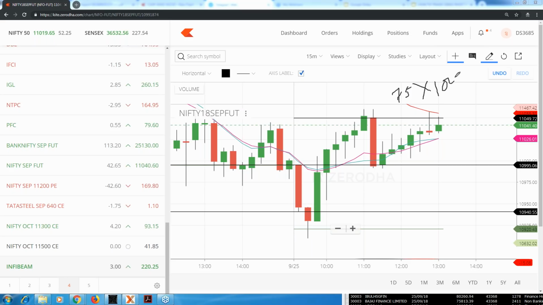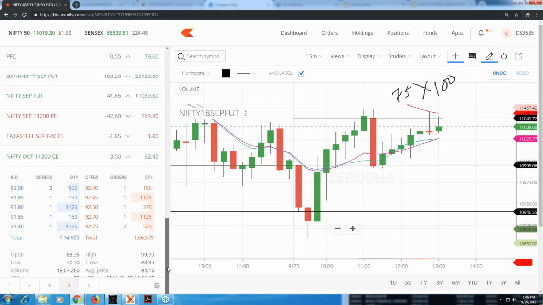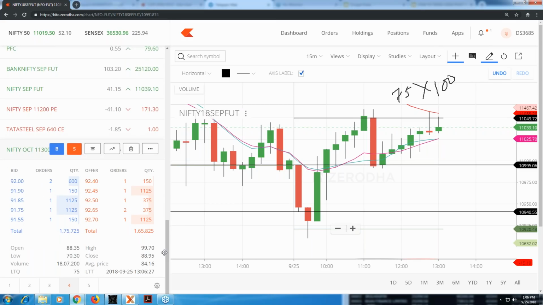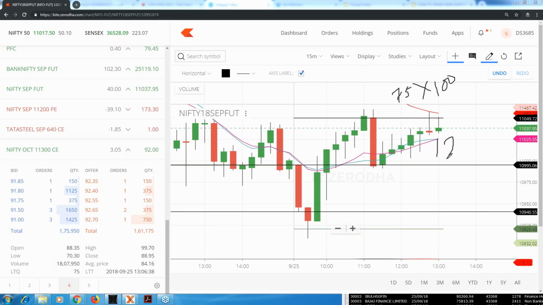And after that, how much did Nifty go? If you see here the market depth, the high that it made at that time was 99.7, good about 12 points, right? So that means 12 points into 75, which is the lot size of Nifty. So 750 plus 150, 900 rupees on an investment of 7,500 rupees, right? Let's just calculate how much is the rate of return. You just need to do one trade.